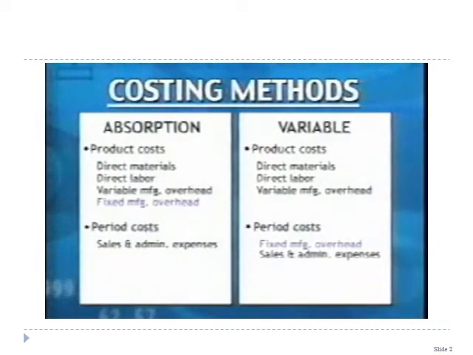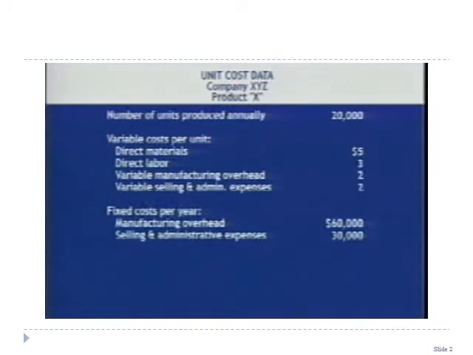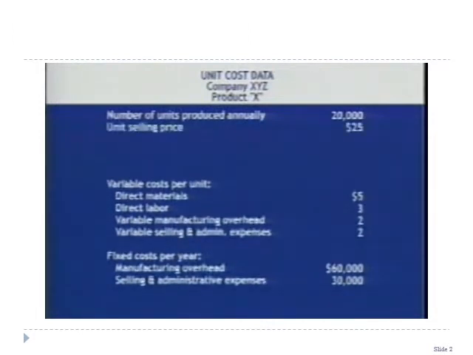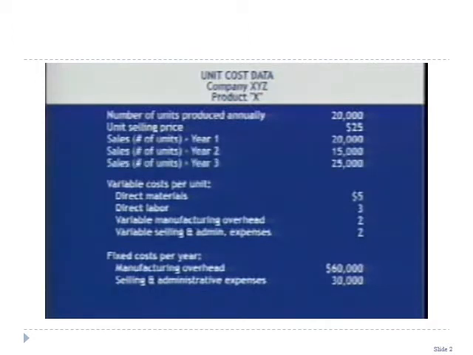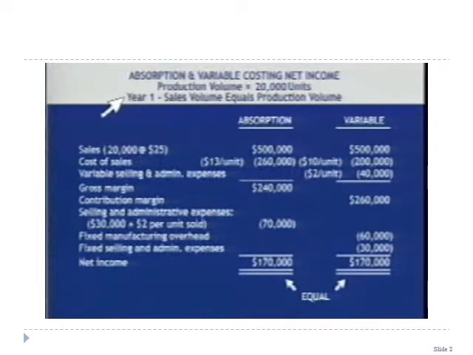Variable and absorption costing methods produce different periodic net incomes when sales and production volumes differ. To see how this works, we'll use the cost and production data seen previously. To this, we add a unit selling price of $25 and sales and production volumes for each of 3 years. Notice that the units produced remain stable at 20,000 per year, while the sales volume varies from production volume in years 2 and 3. In year 1, production volume and sales are the same. Therefore, net income under absorption and variable costing methods is the same.